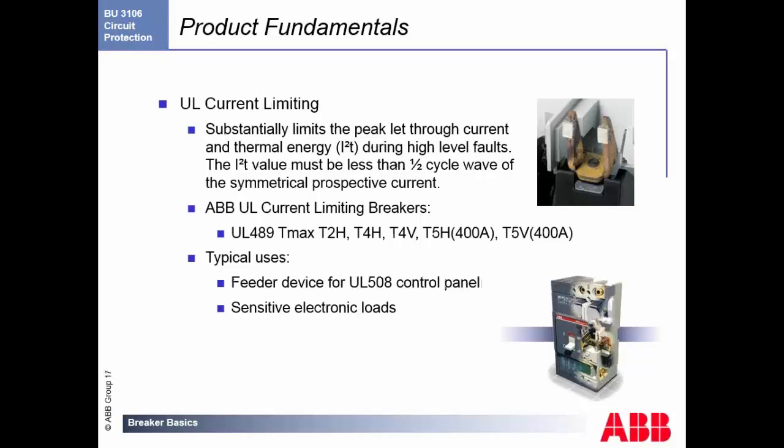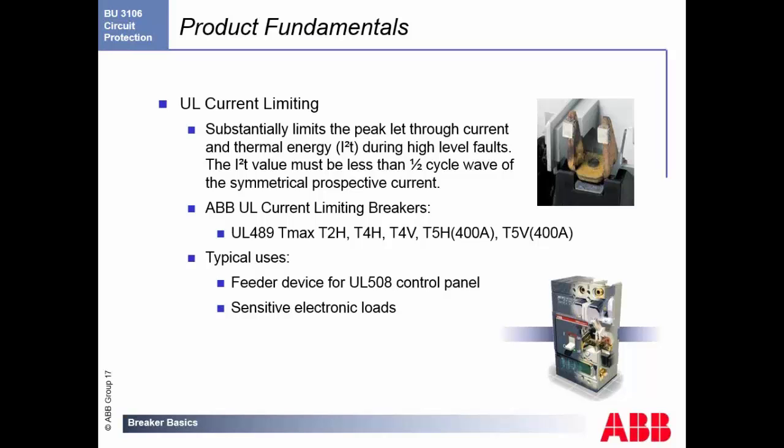UL current limiting substantially limits the peak let-through. So UL has a standard that says we will not let this much energy go through at this time. This means less than half a cycle of the input. So as everybody knows, power coming in comes in as a sine wave. You have a positive cycle and a negative cycle. It has to be limited to less than half the cycle. They do not want to see a full wave go through with this energy because your time is double that, which really increases the amount of energy that's going to be seen down the line.